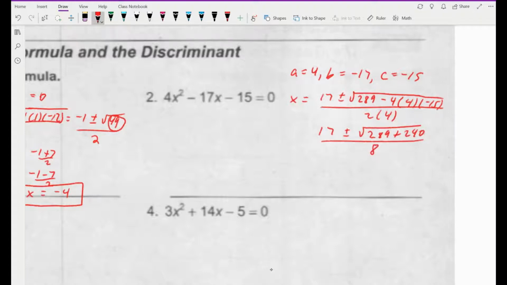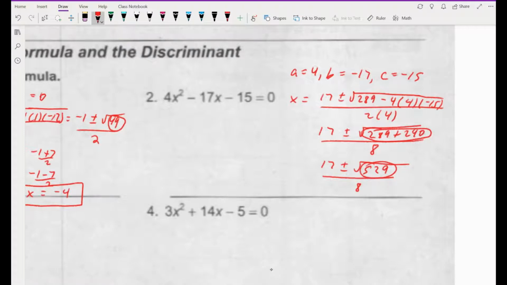Now the square root. We must first combine these two numbers before we can take the square root. 289 plus 240. Let's see, what does that come out to? 9 plus 0 is 9. 8 plus 4 is 12. Carry the 1. 529, all over 8. I believe the square root will be 23. Double check. I'll just multiply 23 times 23 to see if that's the square root of 529. It does come out to 529. So this is going to be 23.